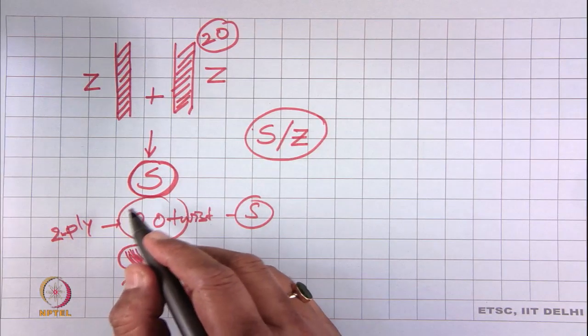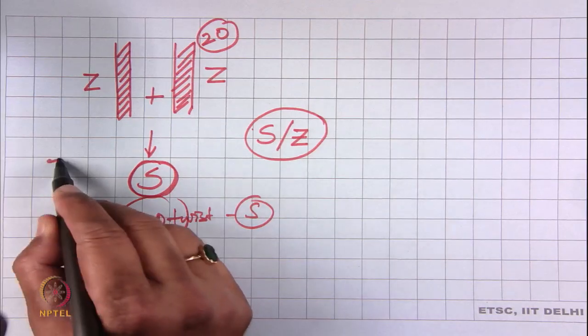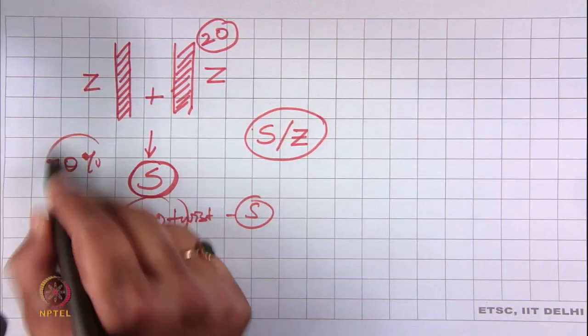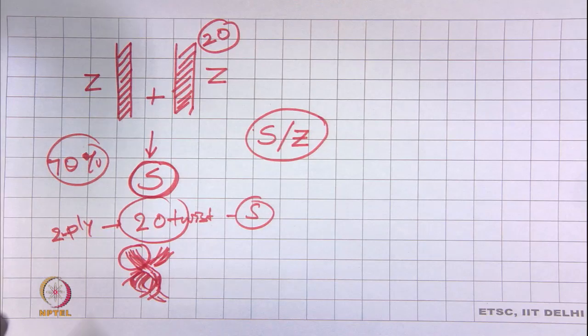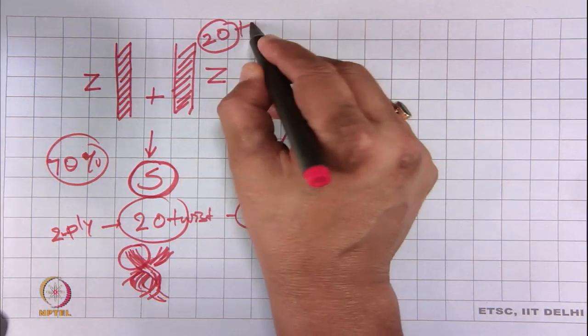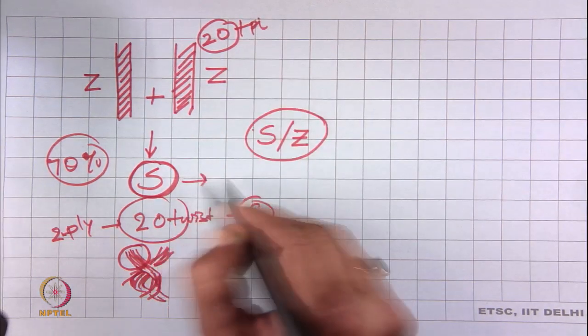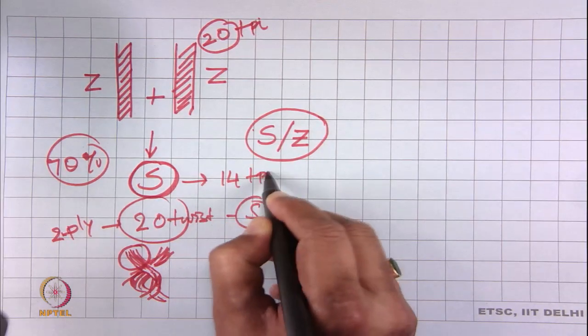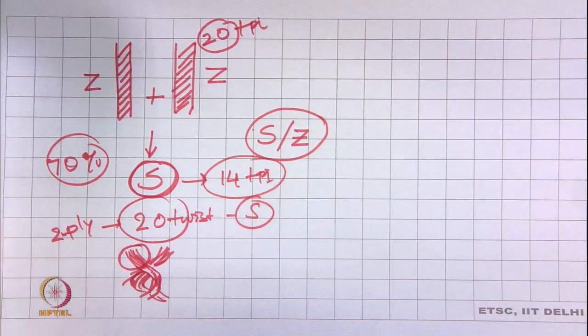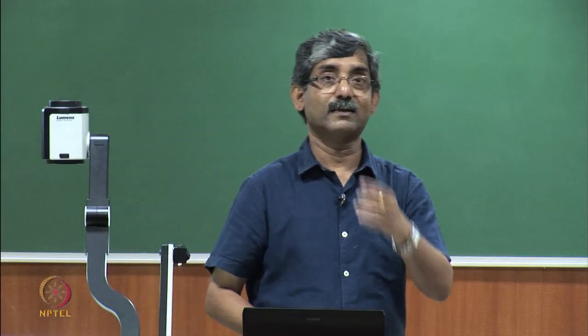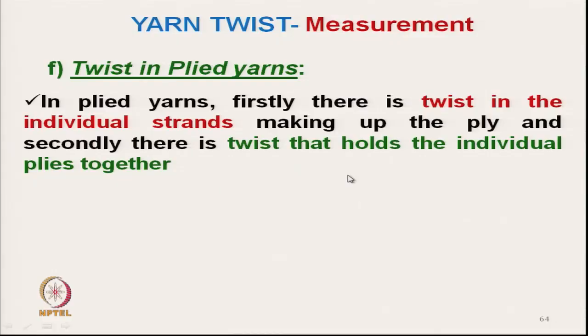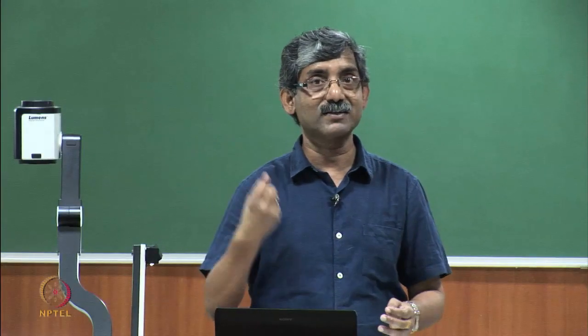In normal application we typically use around say 70% of the single yarn twist. So, if it is 20 twist per inch, we impart say 14 twist per inch, so that we get the proper feel, proper material. One can always get this value. So, by adjusting the ply twist, we can control the characteristics of the yarn.